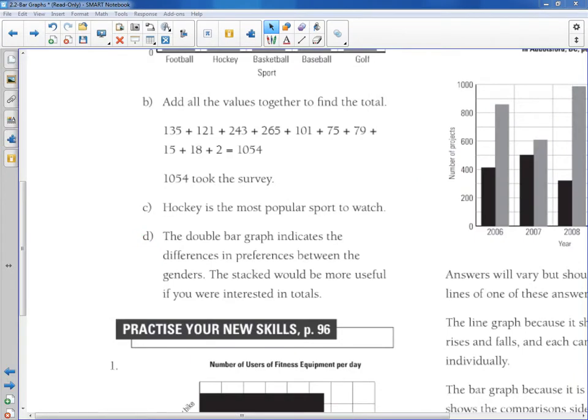Again, so I might repeat myself. Okay, so this phrase here helps us determine when we're going to use a stacked bar graph versus a double bar graph. The double bar graph indicates the differences and preferences between the genders. So when they're next to each other, it's way easier to tell the difference. You would like to use a stacked if you're interested in totals. So how many altogether?